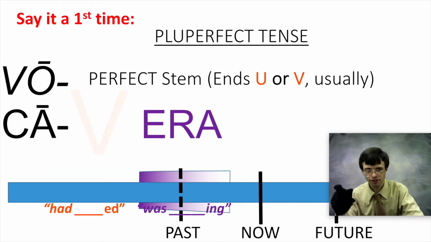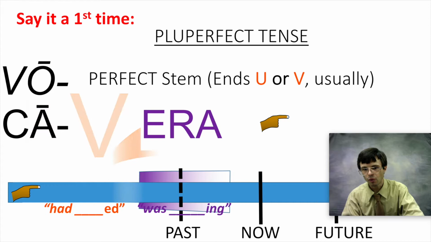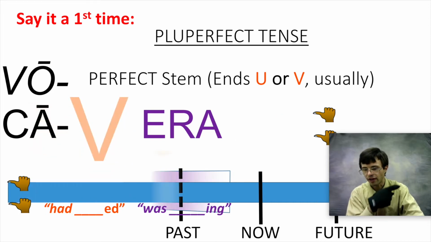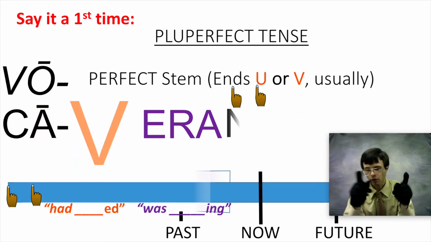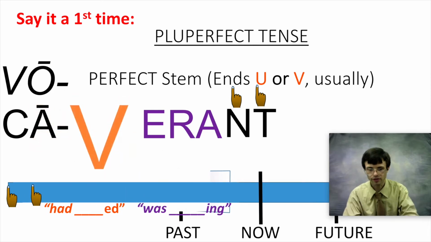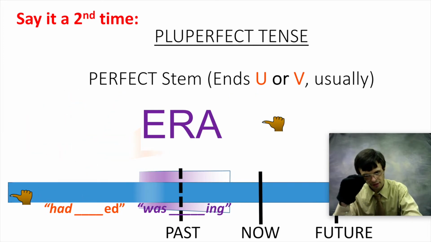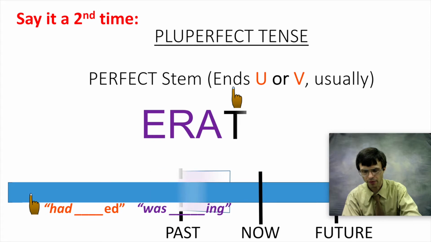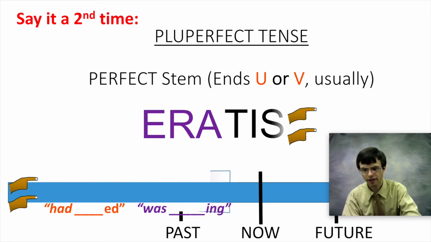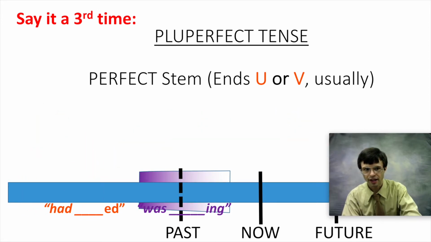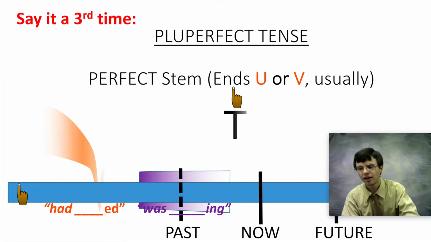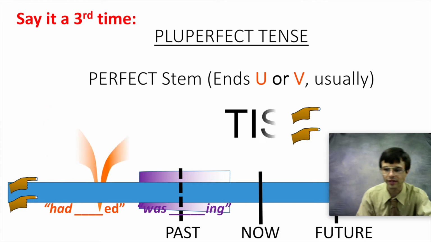All right, recite it a first time. Vocaveram, vocaveras, vocaverat, vocaveramus, vocaveratis, vocaverant. And then say it a third time.